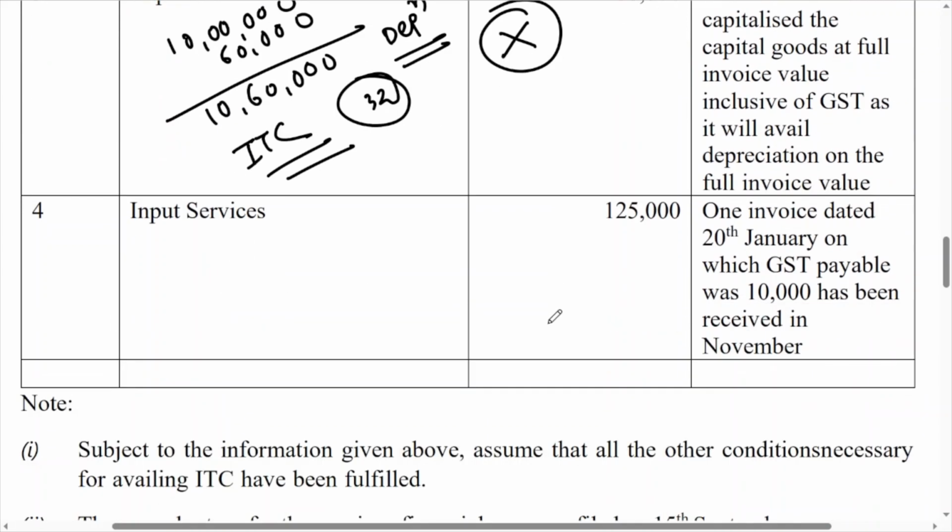So now next one, input service 1,25,000. One invoice dated 20th January, on which the GST payable was 10,000, has been received in November. Means 1,25,000 was the amount, but it had a January invoice which you received in November. So will you get the credit for this or not?